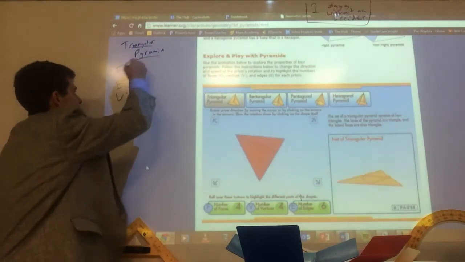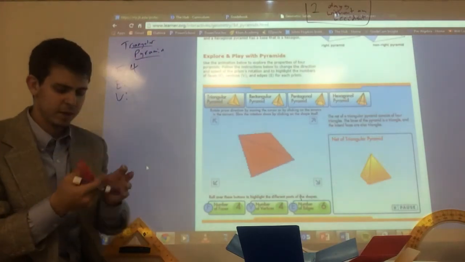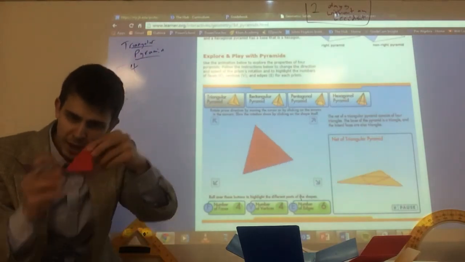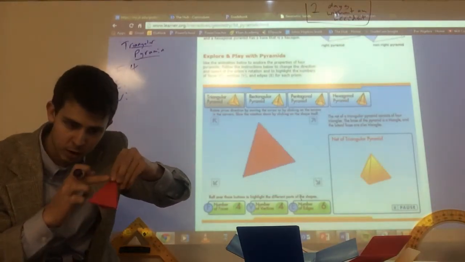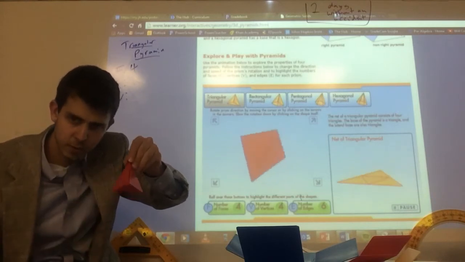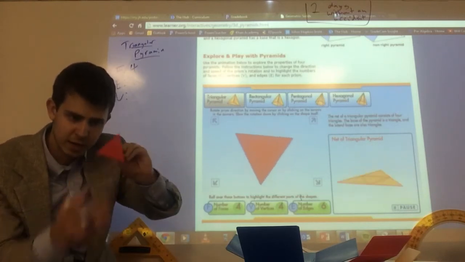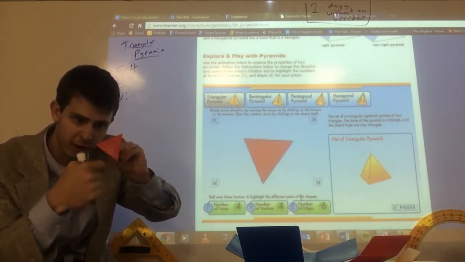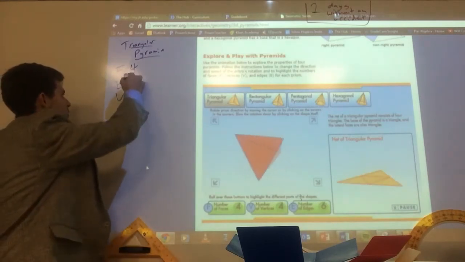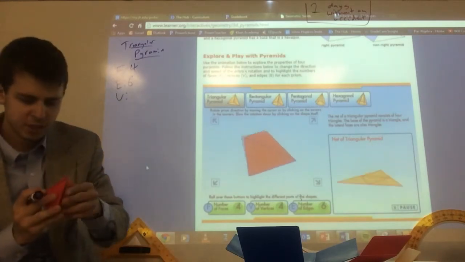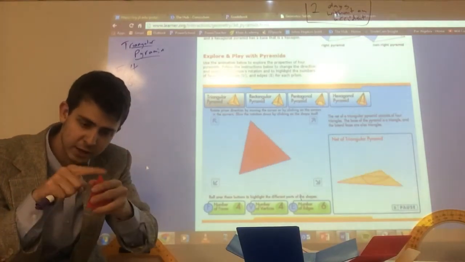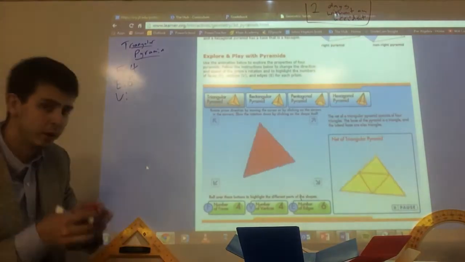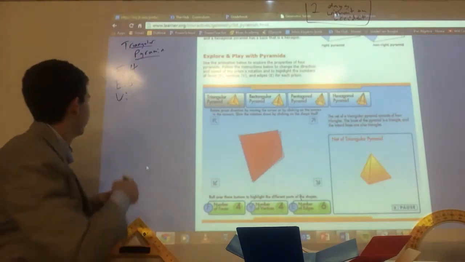We got 4 faces. The number of edges, I'm going to wrap it up and then count the number of edges. So that's 1, 2, 3 around the outside, and then on the base there's 4, 5, and 6. A total of 6 edges. And vertices, there's the vertices from the base, which is 1, 2, and 3, and don't forget the apex here, the very top one, which is the 4th vertex.